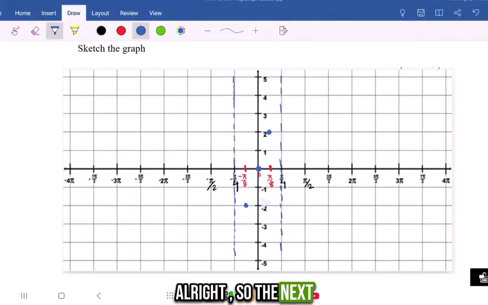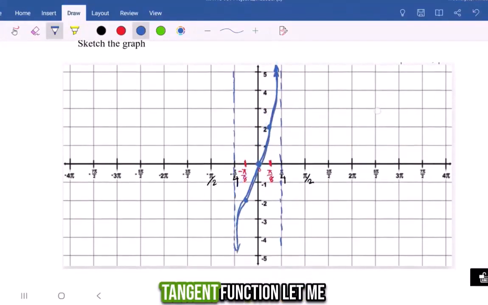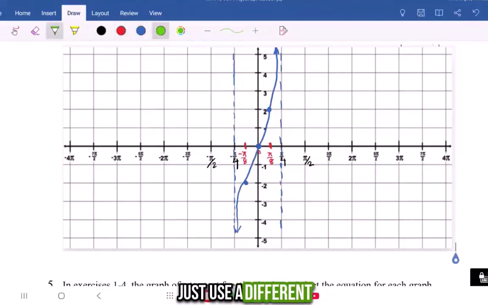All right. So the next step is to just connect the points that we found and extend the graph all the way up along the right hand side asymptote and all the way down along the left hand side asymptote. So let's do that. It will go like this. All right. So this is the graph of our tangent function. Let me just use a different color also to explicitly show our tangent function that we just graphed.